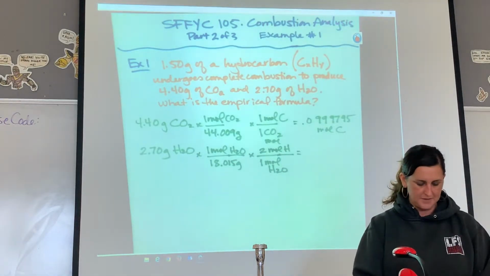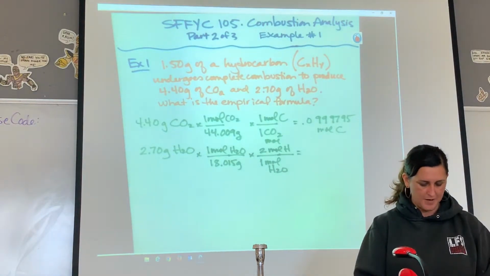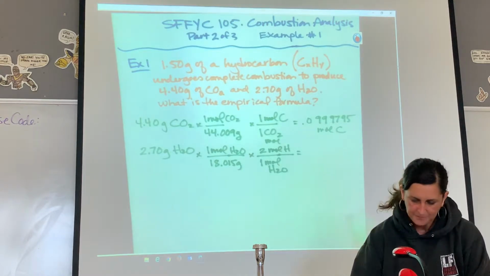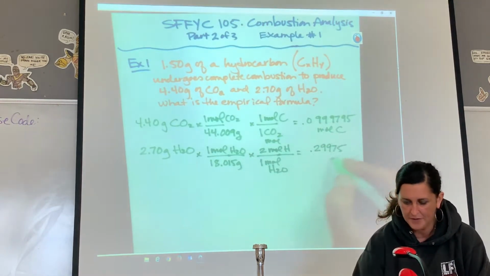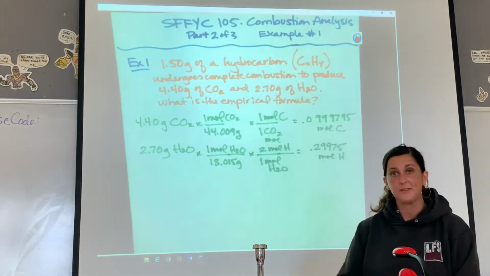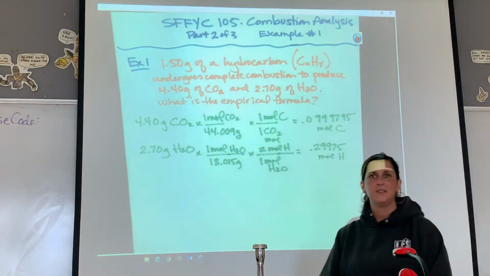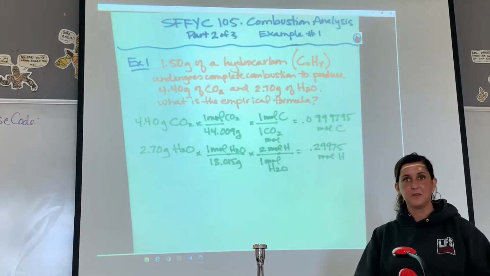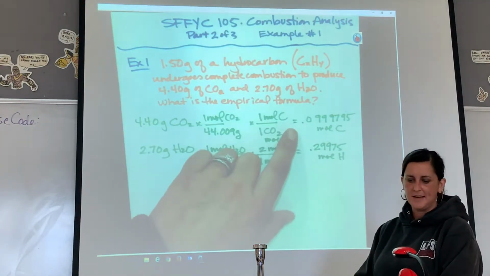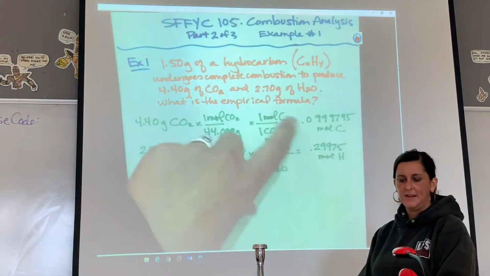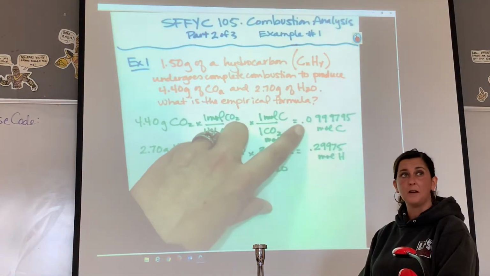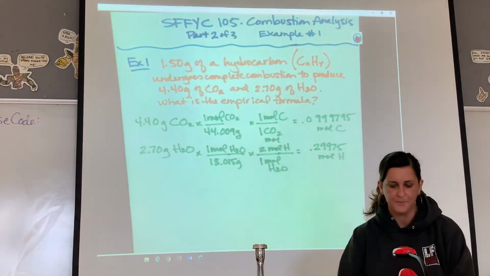So we're going to go 2.70 divided by 18.015 times 2. And that gives us 0.29975. And that's moles of hydrogen. So let's take a minute to analyze who's smaller, 0.0999795 or 0.29975. And of course, we're going to choose the moles of carbon as our smaller number.